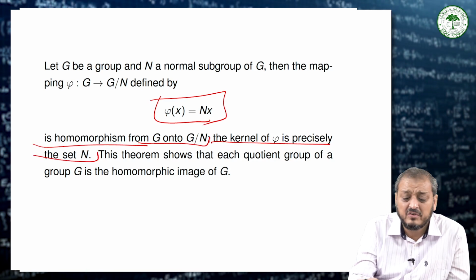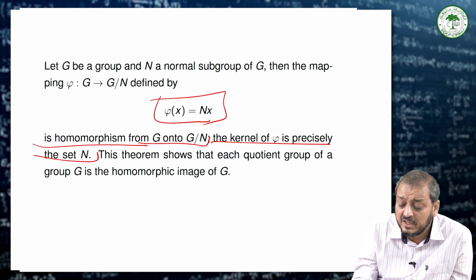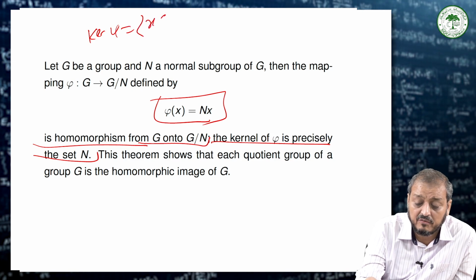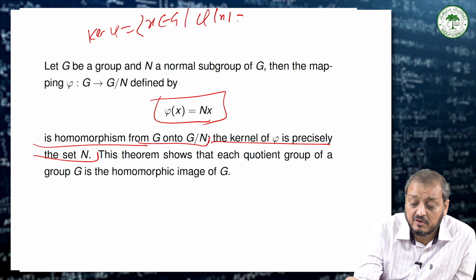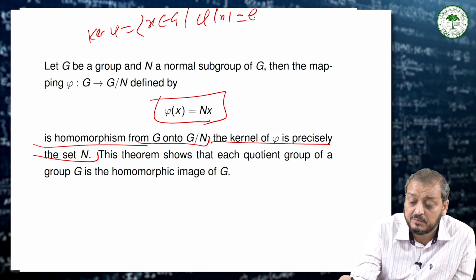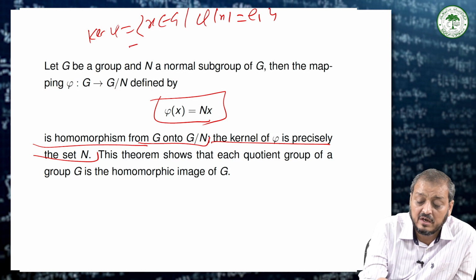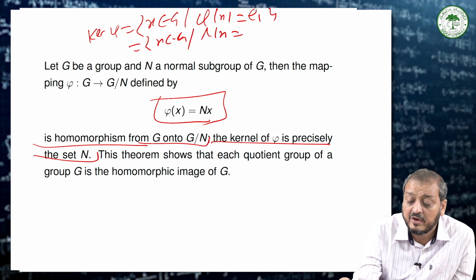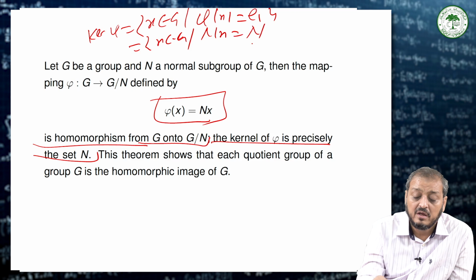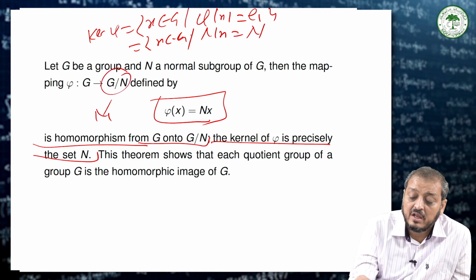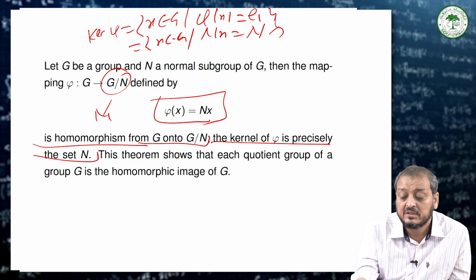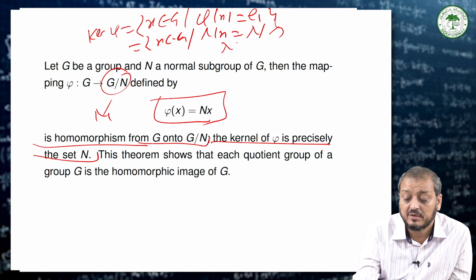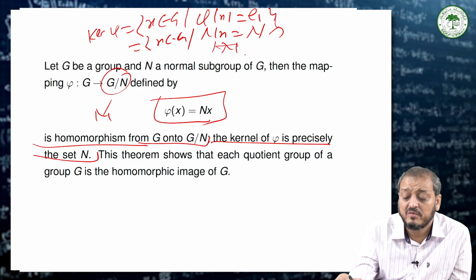The kernel of φ is nothing but the set of all elements x of G such that φ(x) is equal to the identity of G/N. The identity in this case is N, so φ(x) = N. Then xN = N, which means x is an element of N.